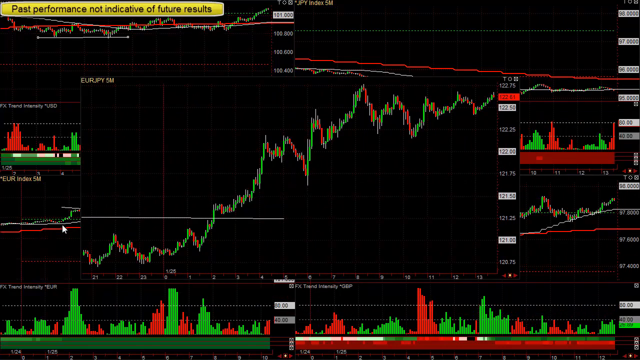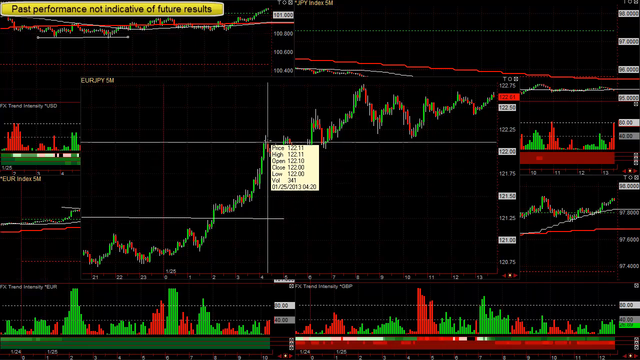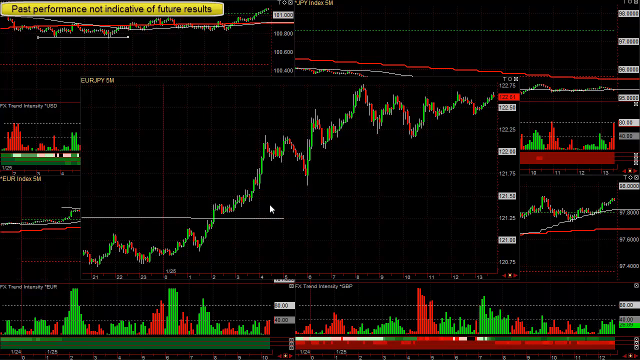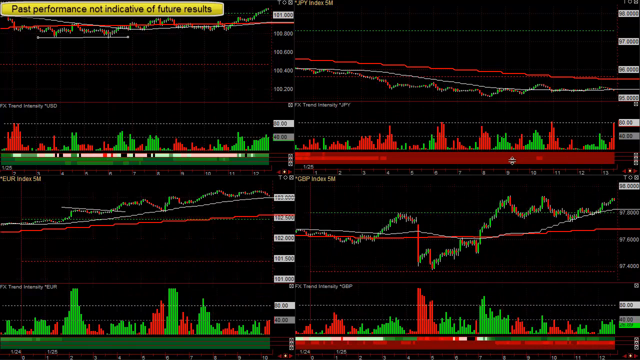You have the confirmation from the euro index. And again, this went from 120.50 up to 121.25. It's almost a 75 pip move. And that's the benefit of this. And it's clear you're not fighting which currencies to trade. And there's a lot of other ways to use this.